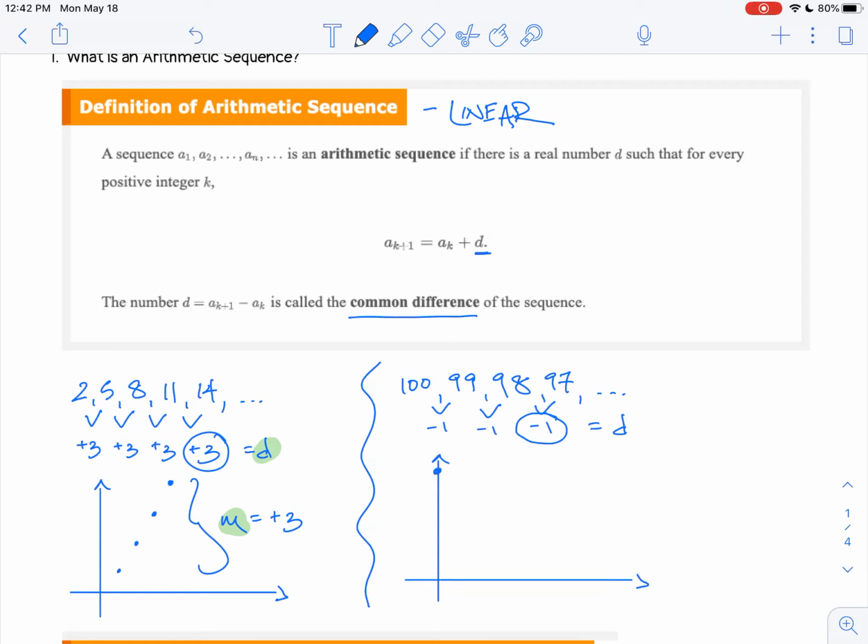Now, what happens if we plot these points? Well, this time we'd have to start up at 100 and then go down to 99 and then 98 and then 97 and then 96. And so you can see that this line has a negative slope. And as it turns out, the slope of this line is negative 1. So this common difference is negative 1, and that also means the slope of the line is negative 1. So common difference, I want you to imagine in your head, is like the slope of a linear function, okay? And we can find out whether things have a common difference or not if we always add or subtract the same number.